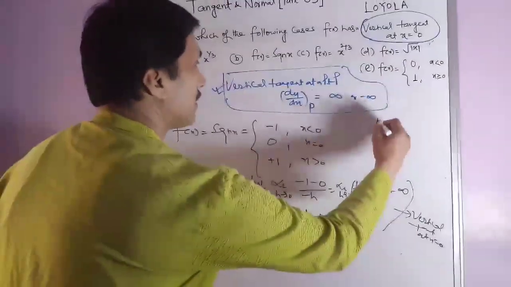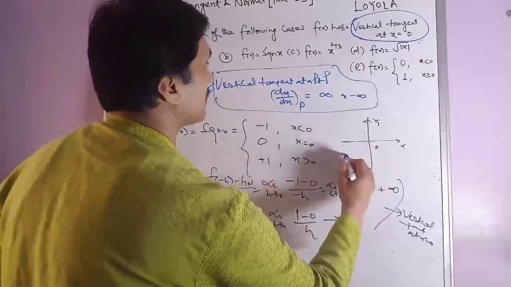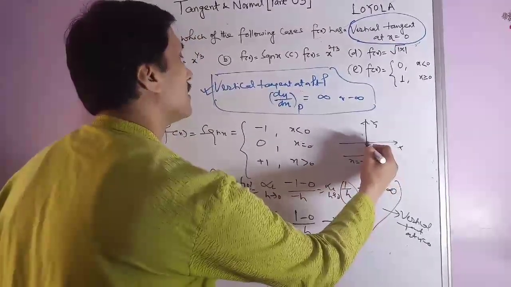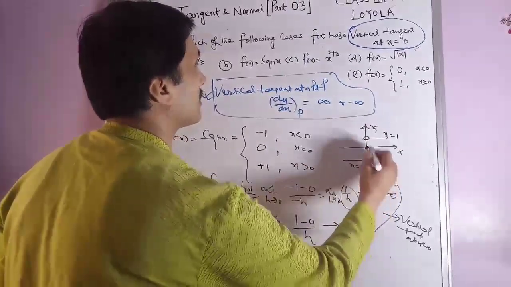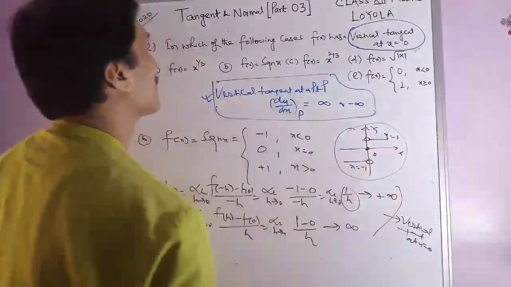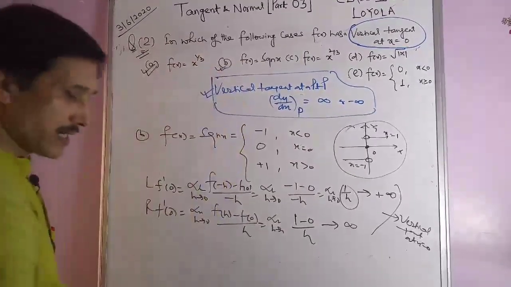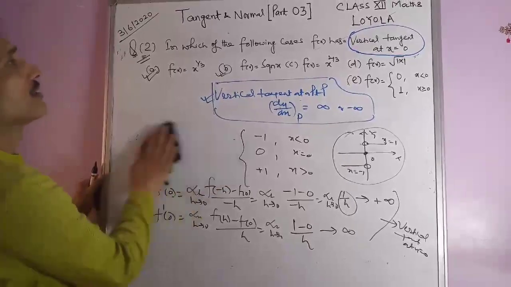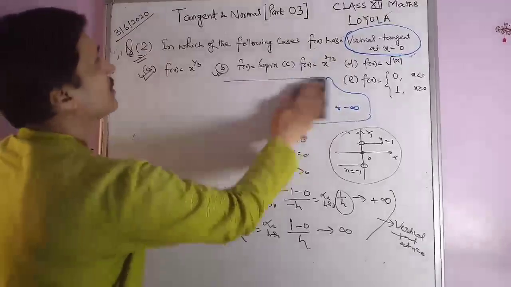You know the graph of signum function. This is x equal to -1, this is x equal to 0, and this is x equal to 1. This is the graph of signum function. So in this case also, vertical tangent at x equal to 0. Now we see the third one, f x equal to x to the power 2 by 3.